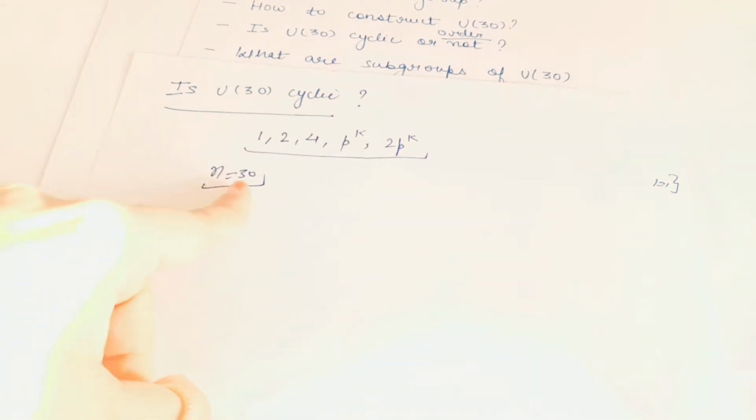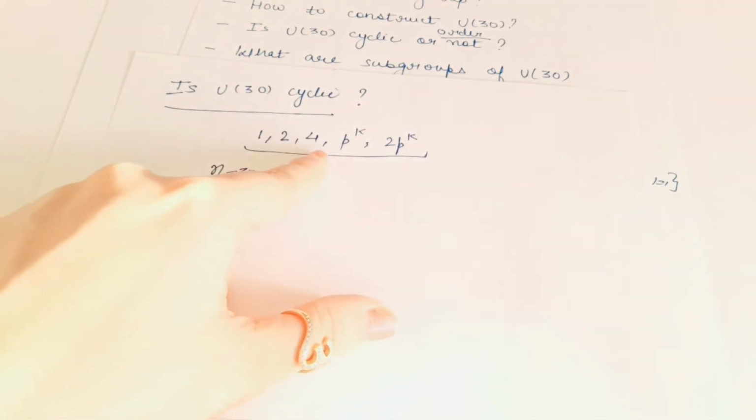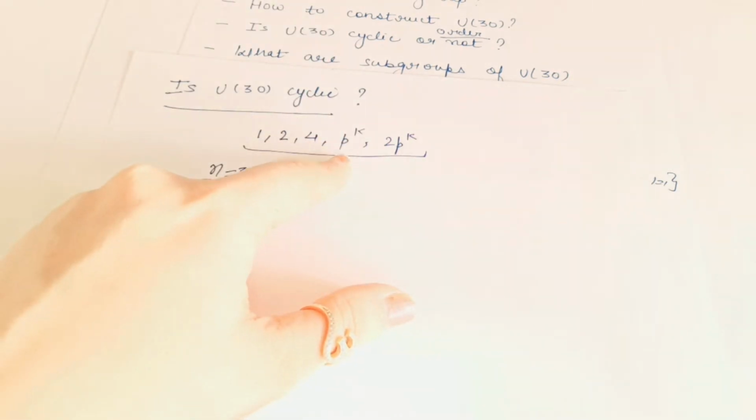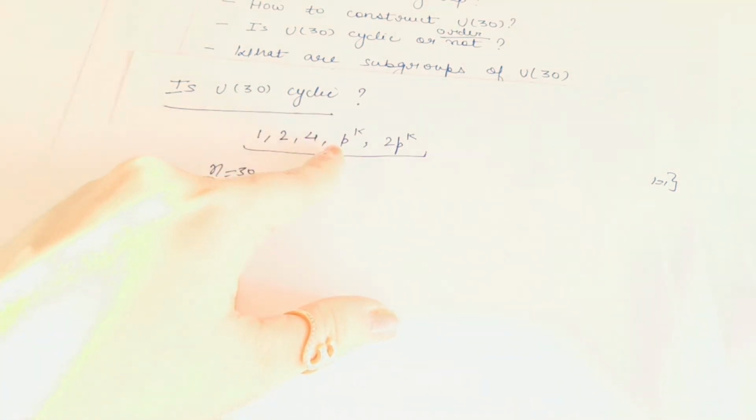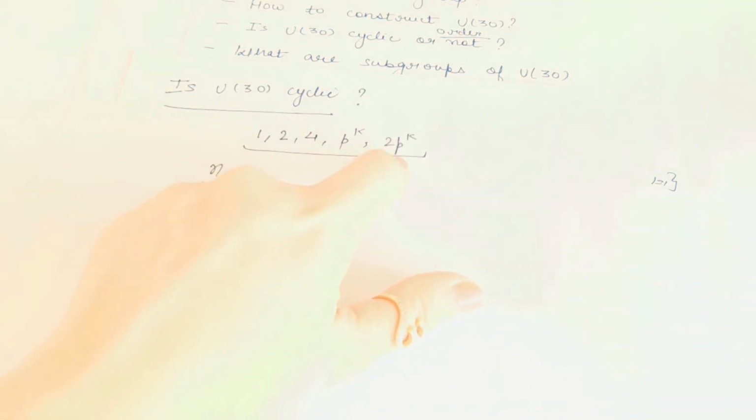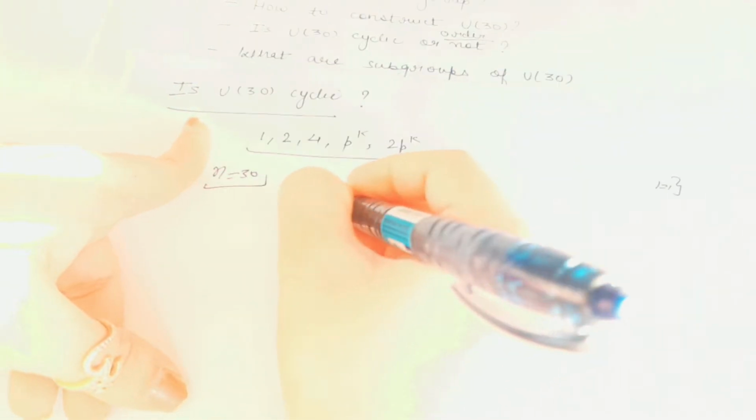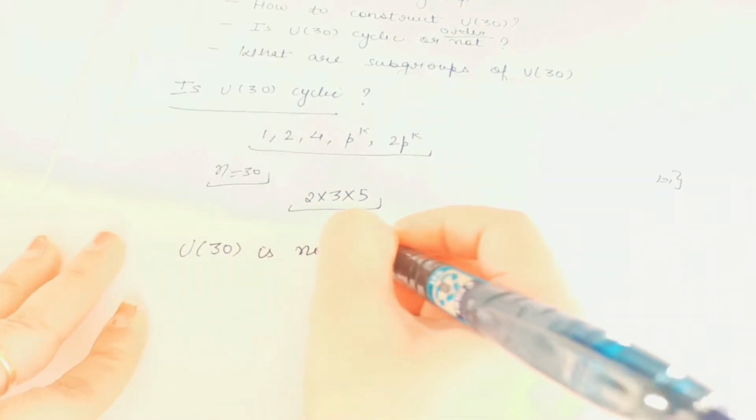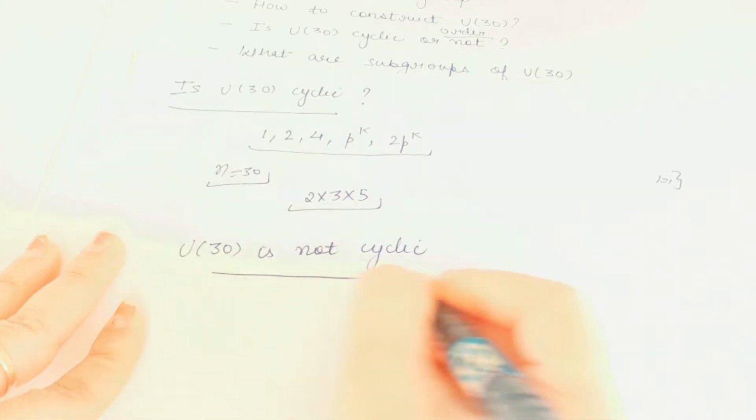Is 30 of the form 1, 2, 4, which obviously it is not, or p raised to power k, a prime raised to some power, or 2p raised to power k? If it is of this form, then we say it is cyclic. But as we know that it is 2 into 3 into 5, it is not of any of these forms, so we say U30 is not cyclic. Next we come to subgroups.